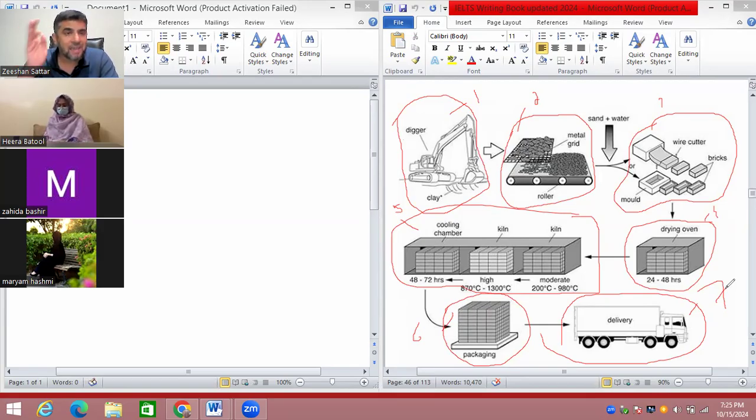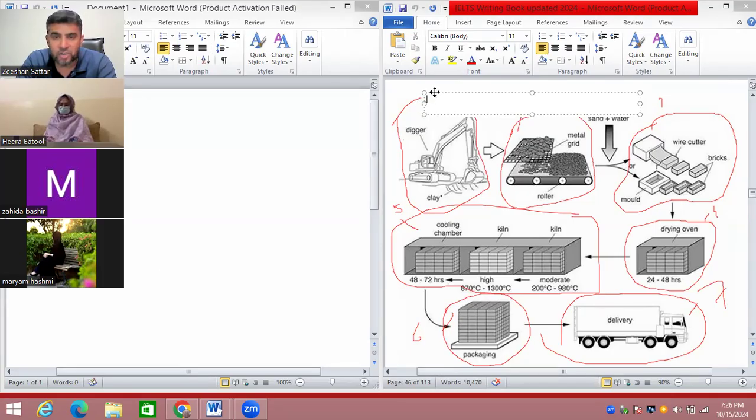Once the stages are identified, then we will name the stages. If we do not name the stages, we would not be able to mention them in the overview, where we have to write in general how many steps are involved in the process of brick manufacturing. So in the process diagram question, the first thing is that you should identify the stages, and number 2, you should name the stages. So now I'm going to name them.